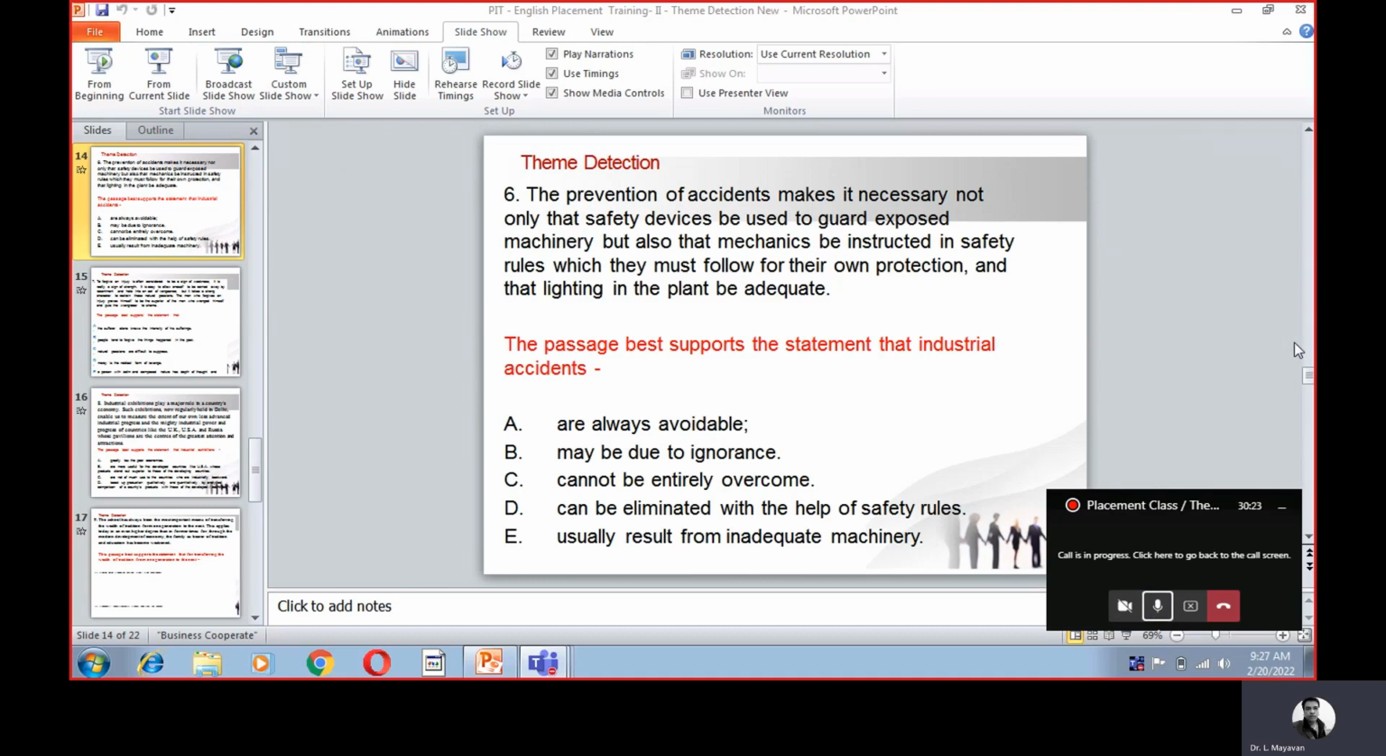So passage 6. The passage best supports the statement that the industrial accidents can be eliminated with the help of safety rules. The passage has a theme that safety rules can minimize, eliminate the accidents, industrial accidents. I hope you understand. So out of the options, how would you identify? You can relate whichever option best suits the theme from the passage, so that it can be identified.